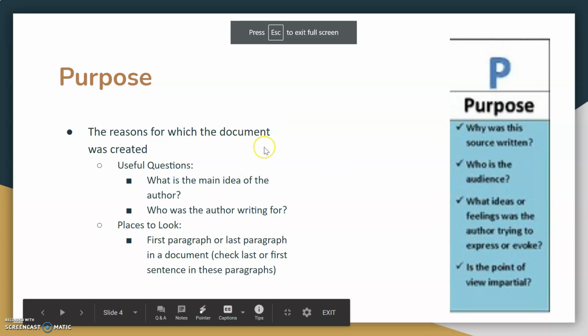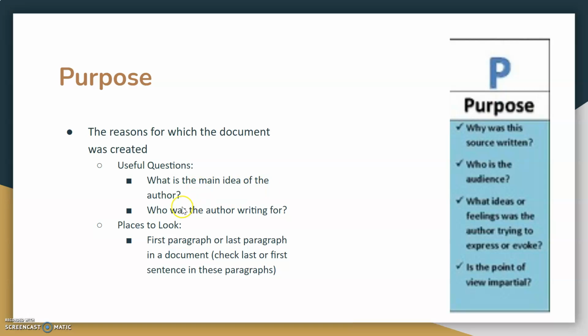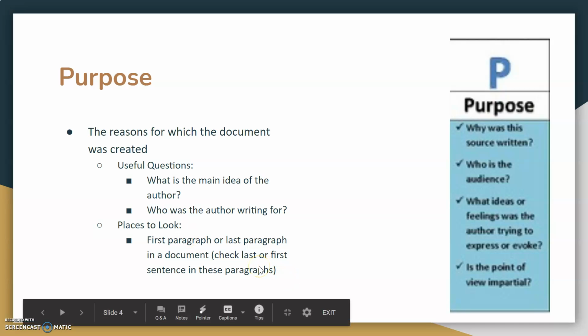So the purpose, again, is the reason for which the document was created. Useful questions: what is the main idea of the author? Who was the author writing for? Those are things you should consider. And then finally, places to look. I tend to look at the first paragraph or the last paragraph in a document, and then also check the last or first sentence in each of these paragraphs.